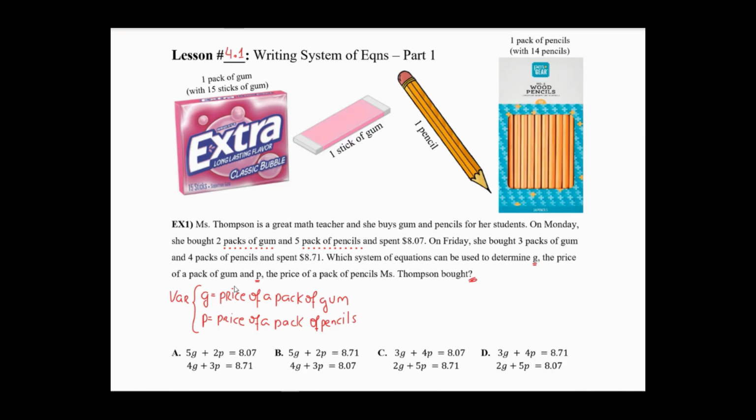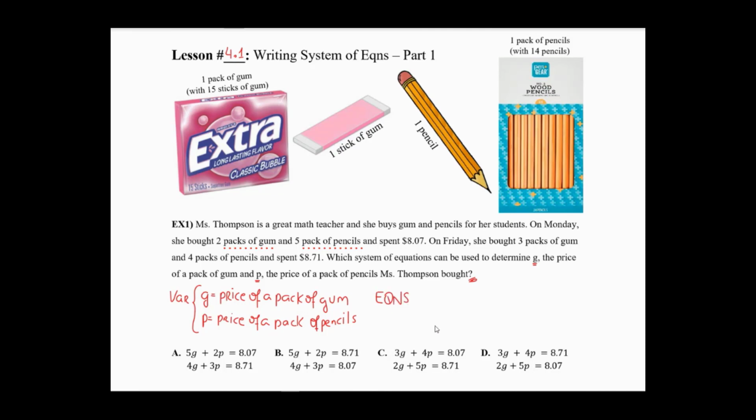So usually on a system of equations, you want to identify the two things that the problem is talking about. Okay, so in this case, we're talking about a pack of gum and a pack of pencils. So here we have an example of those things. And then now our goal is to come up with the equations.